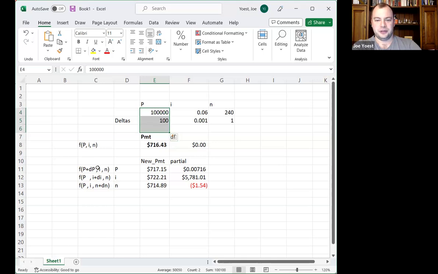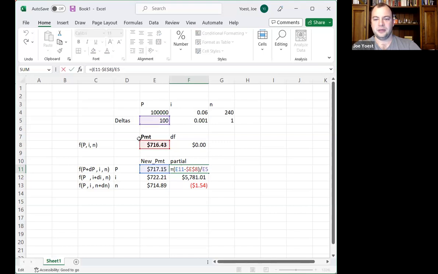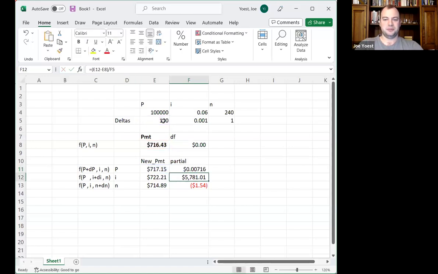So what is my partial derivative with respect to P? It's F of P plus delta P minus F of P over delta P, approximately. Or it is F of P plus delta P, the blue number here, minus F of P, the red number, over delta P, this 100 here, the purple number.